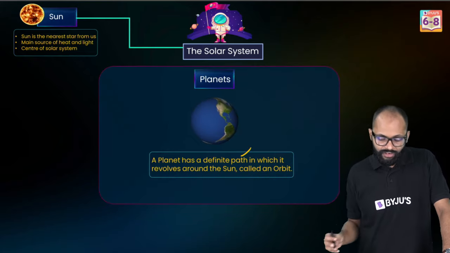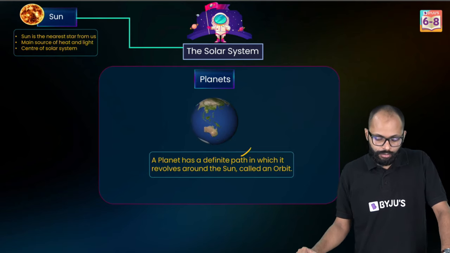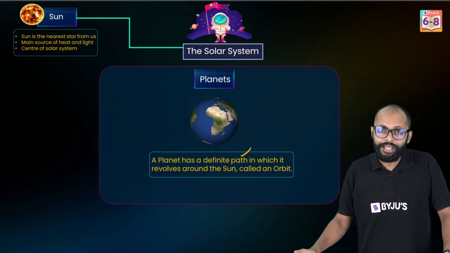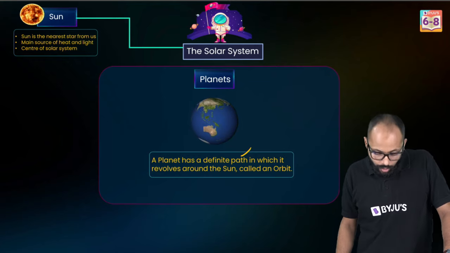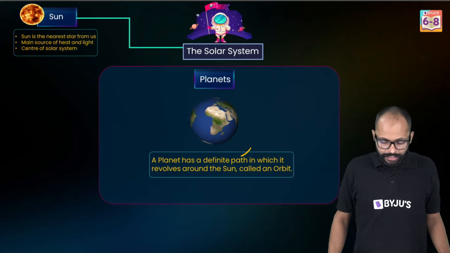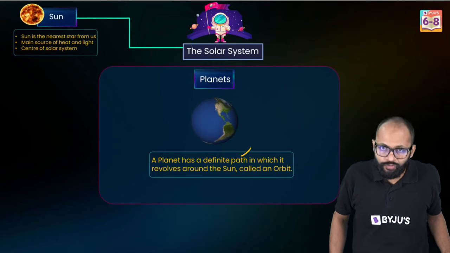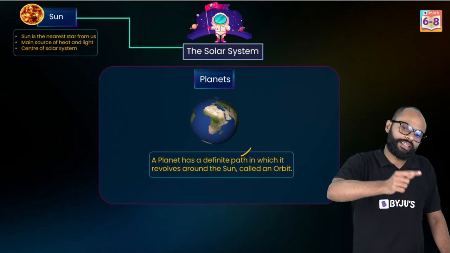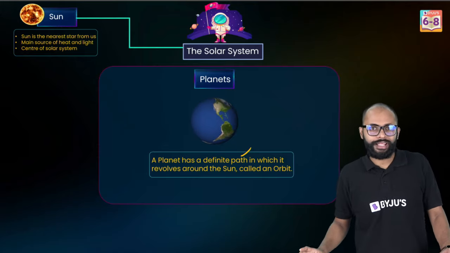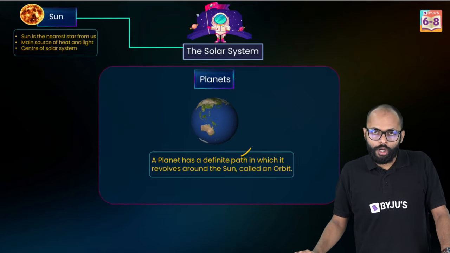A planet has a definite path in which it revolves around the sun called an orbit. This, my friend, is the definition of an orbit. If somebody asks you, define orbit, you will write this. The definite path in which planets revolve is called an orbit. And it is definite. It's not like sometimes it feels like going here, sometimes there, right? So that's why it's definite, fine. That is the job of planets.